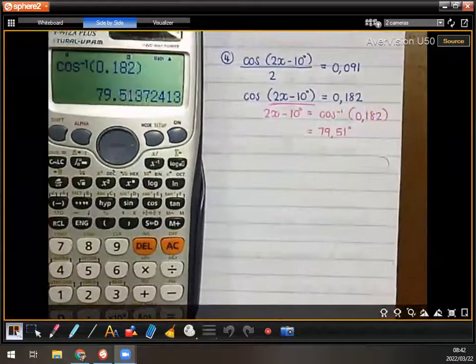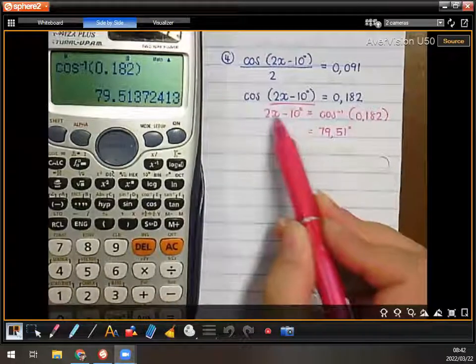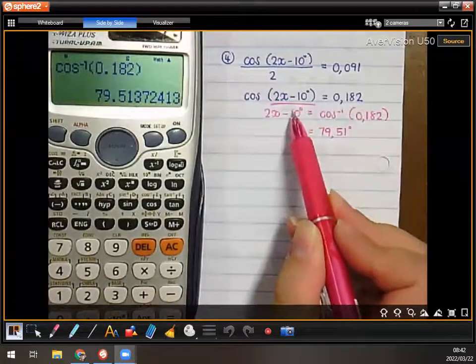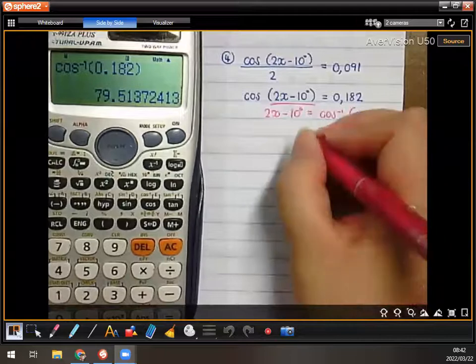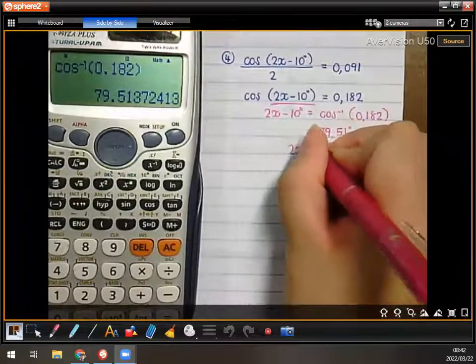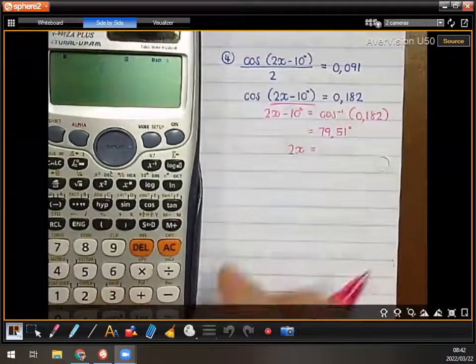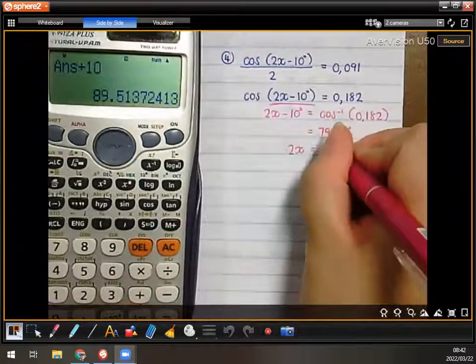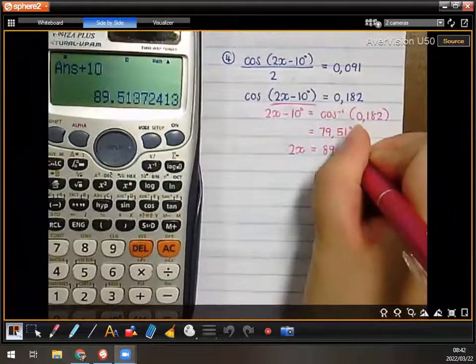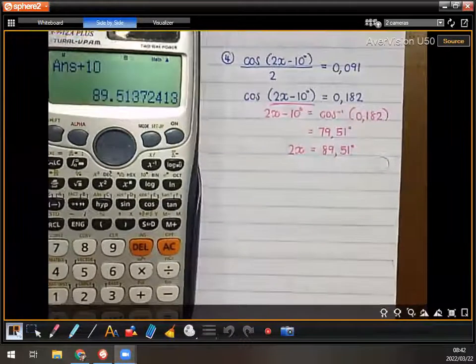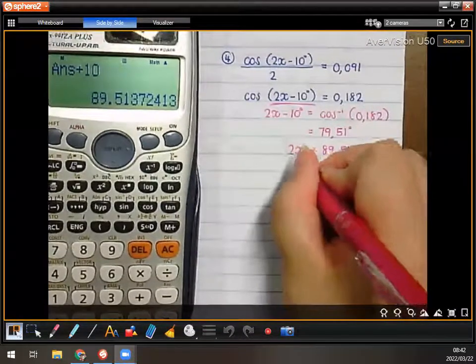Now if I'm solving for x, what do I move across first? The 10, hey, minus 10, I'm going to add 10 on the other side. On this side, I'm going to be left with 2x. Obviously, I can do that in my head, but I'm going to have to divide this by 2 as well. So 89,51 degrees. And now we must divide by 2. Right?